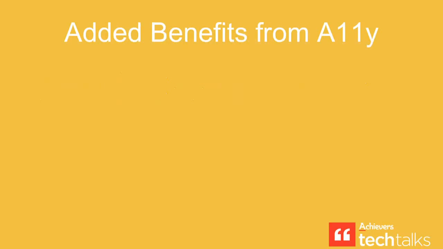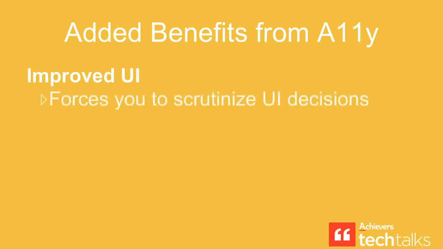I came across some added benefits from embracing accessibility. One of them is improving your UI, because it forces you to scrutinize your decisions. Achievers has been around for 10 years, we have Conan that's been around for 10 years, which means we have interfaces that have been around for 10 years. When you vet them for accessibility, you're going to discover places in your platform where you realize, oh, that was a poor design choice. So it forces you to reassess, and it also presents an opportunity to fix them.